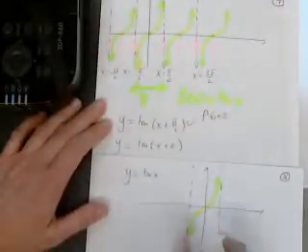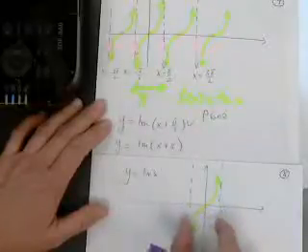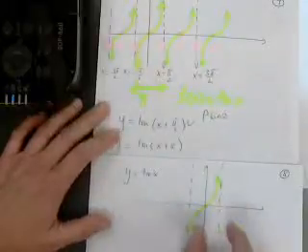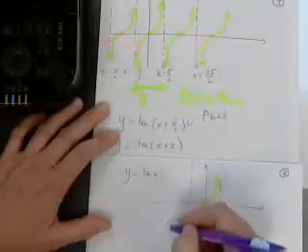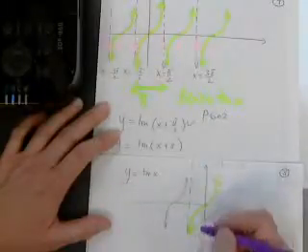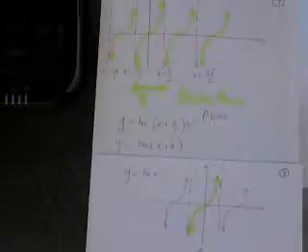Same thing, but this time, this does not go pi over 2, but it goes pi. But if it goes pi, then it will be this. And it will be this. And it will be this. That's always true for trig functions. So which one will it be?